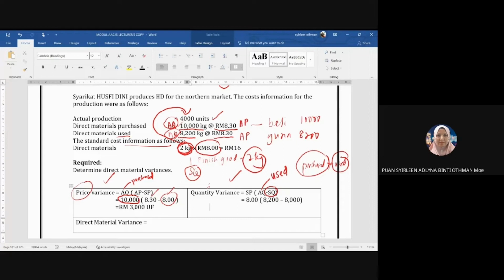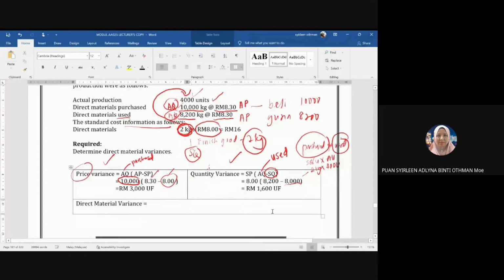Madam darab dengan 4,000 unit. Okay, so I get 8,000. This is 2 kg darab 4,000 unit, actual unit produced. Okay, this is SQ per unit times actual unit produced. Okay, so kalau awak tengok dekat sini, actual quantity yang awak guna ialah 8,200 kg. Tadi I budget setakat 8,000 saja. So favorable ke unfavorable? It's unfavorable lah. Okay, so unfavorable by 1,600 ringgit.